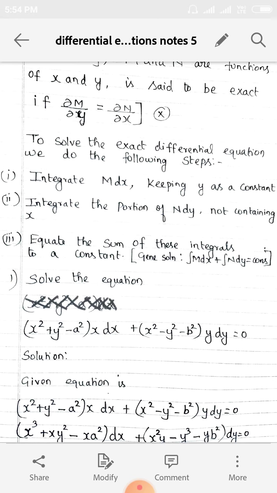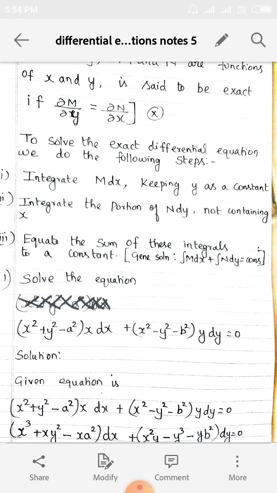And second step, integrate the portion of N dy not containing x. We have to integrate N with respect to y, but only the N terms not containing x. First step is integrate M dx keeping y as a constant. Second one, integrate the portion of N dy, where N is not containing x terms.